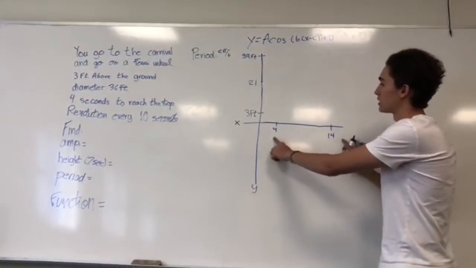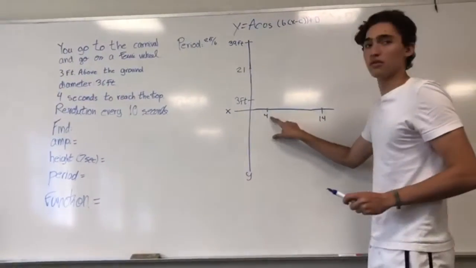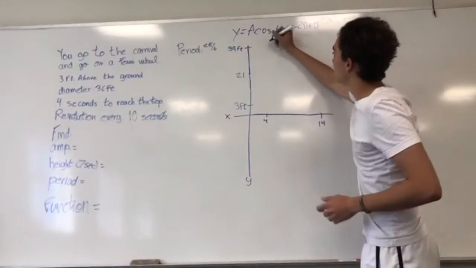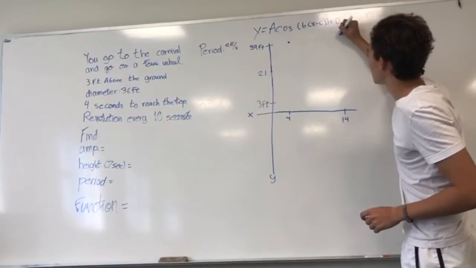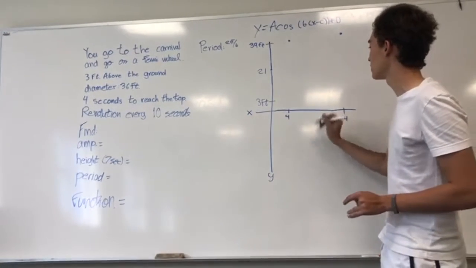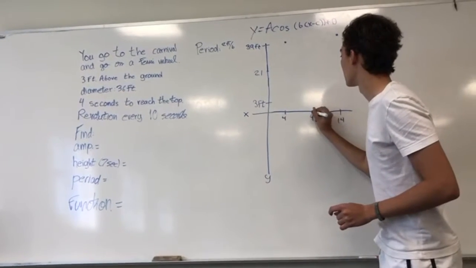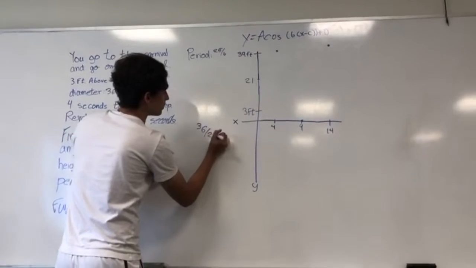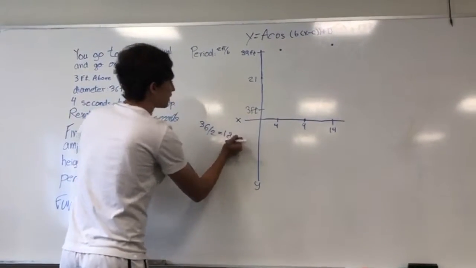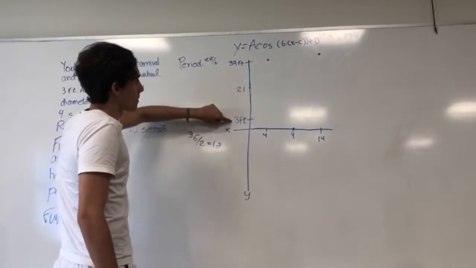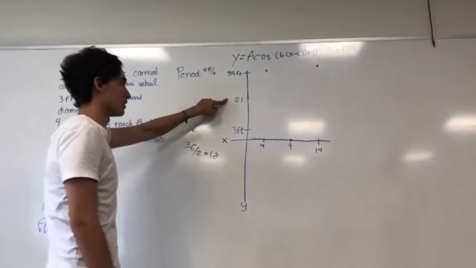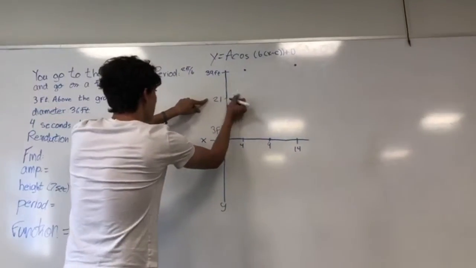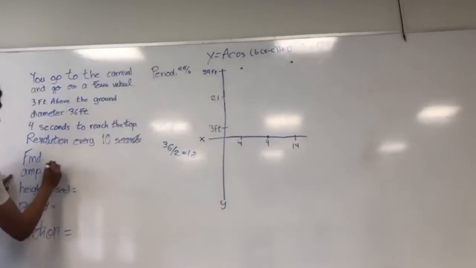And in here, our time, we know that at second 4, it reaches its highest point, and at 14, it reaches its highest point again, which means that at the middle, it's going to reach its minimum point. The middle number is 9. We divide 36 by 2, which is equal to 18, and that's the number that we are going to add to 3 to get 21. So our amplitude is 18.